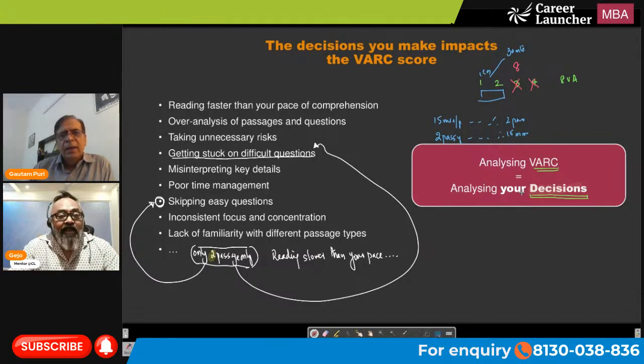And actually, what you are given here is what the students need to ask themselves. Was I reading faster than my normal pace? Was I going deeper and, as we say in Hindi, splitting hairs? Was I over analyzing the passages? Was I unnecessarily marking answers even when? So if you answer these questions, you will be able to analyze the paper.